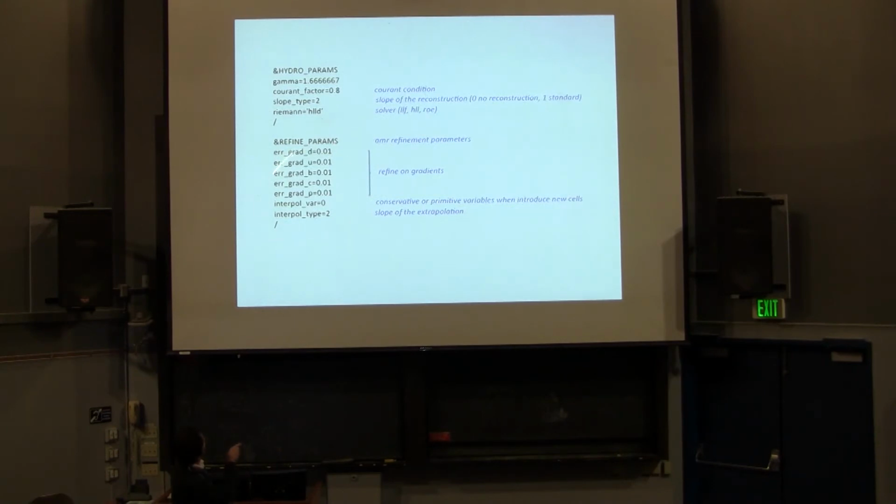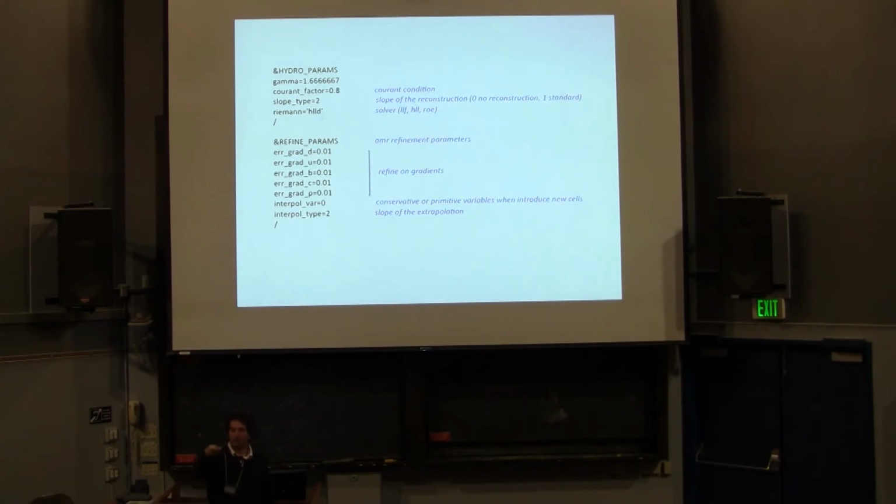And then finally, you have to specify your refinement strategy, so decide which criteria you are going to use to refine the grid. Here that's essentially refining on the gradient. You want the jump between two neighbor cells to be smaller than 1%, otherwise you refine. And there are other criteria available.